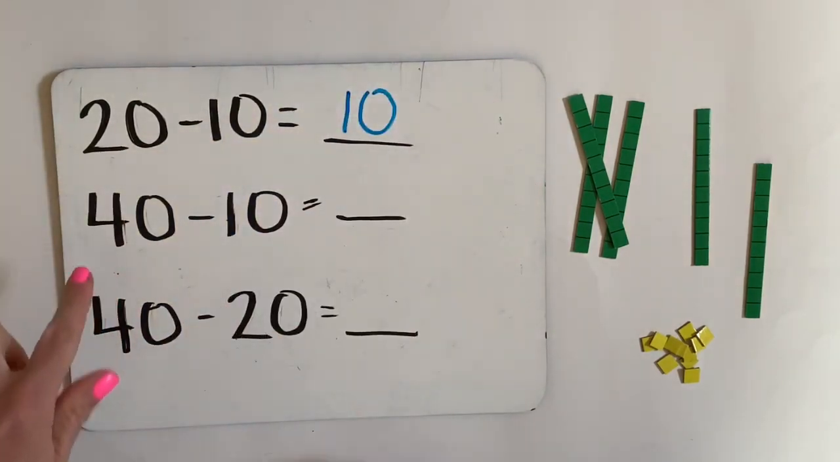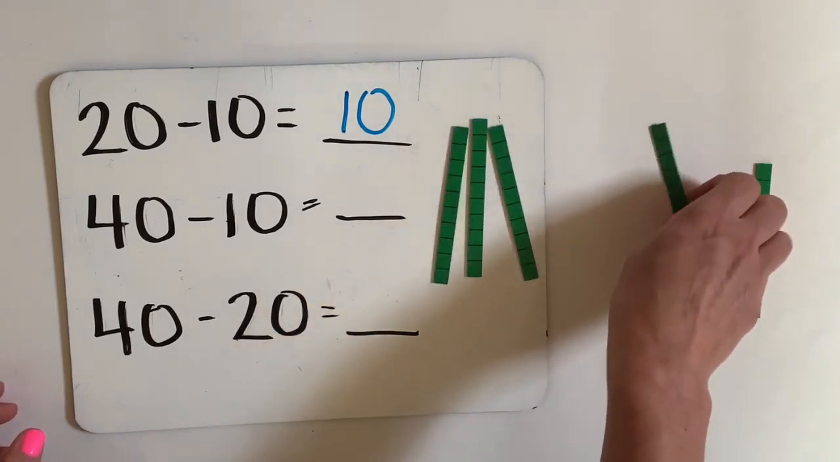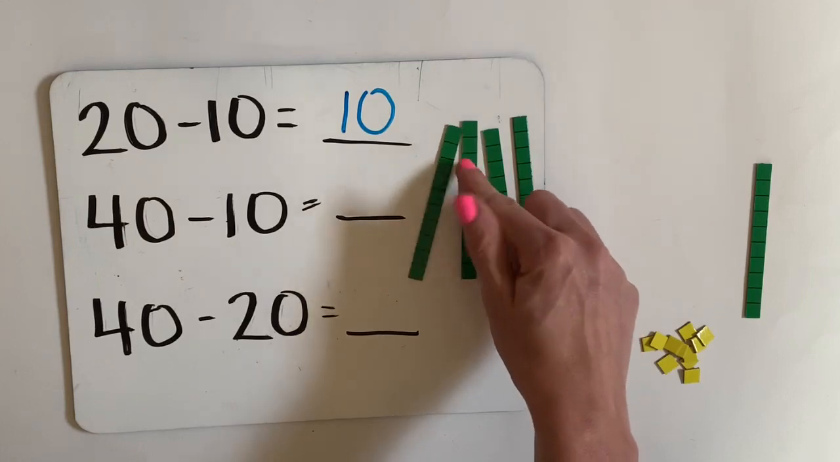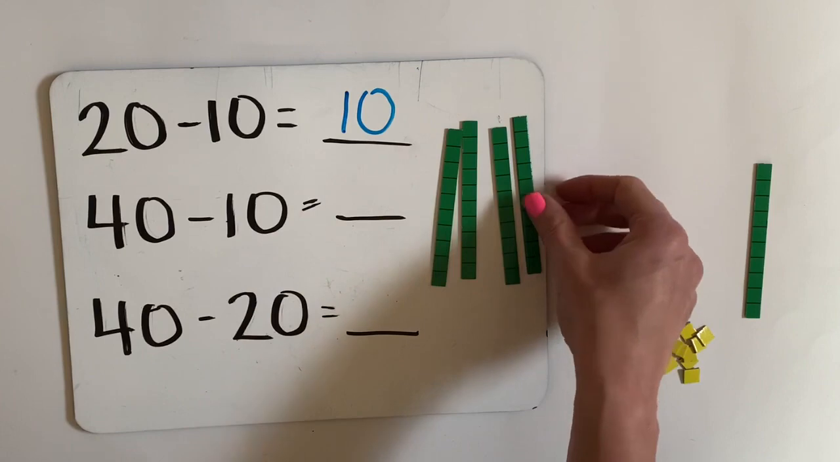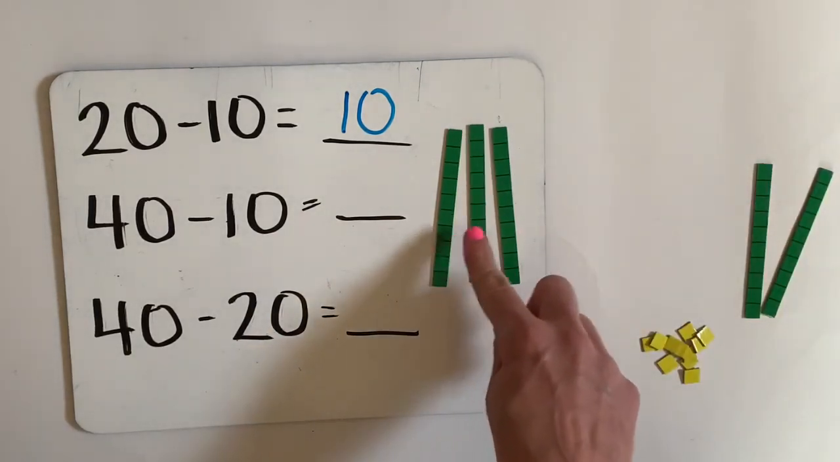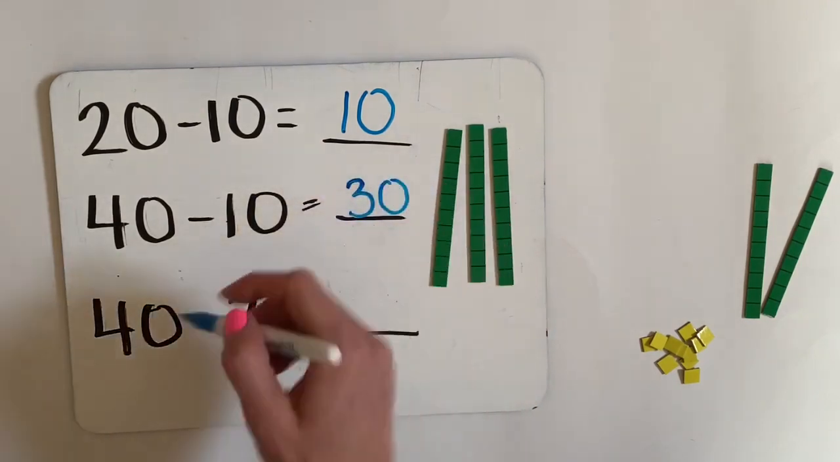Oh, now I have 40. So that's 4 tens. Let's put them here. 1, 2, 3, 4. 4 tens. Okay, here's my 4 tens. How many do I take away? Just 10. 1 ten. Oh, I can see easily now I have 3 tens, which is 10, 20, 30. That's 30.